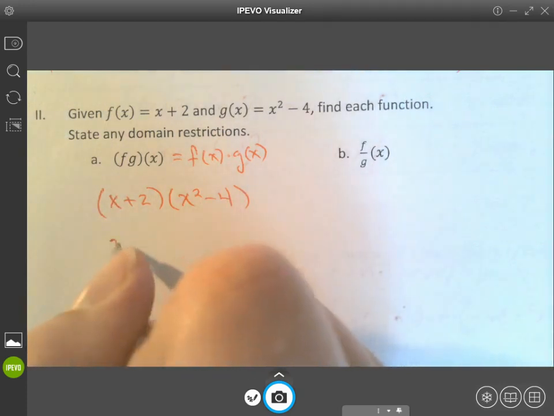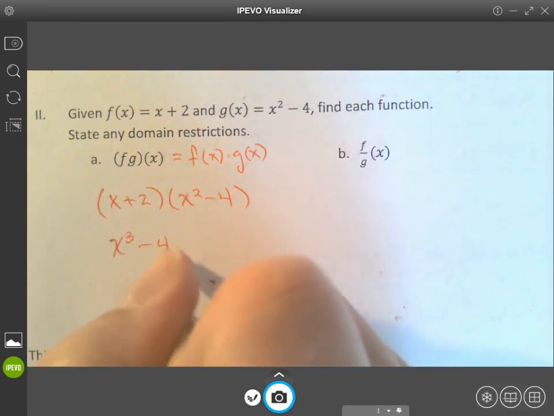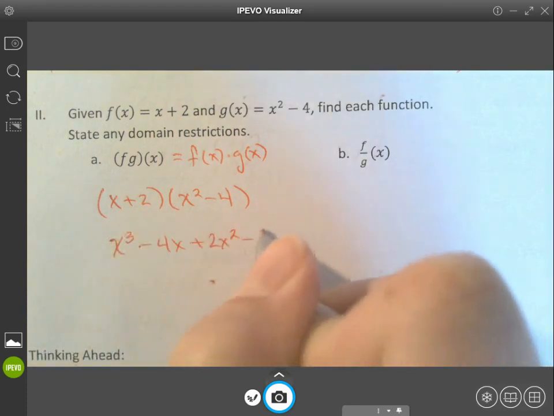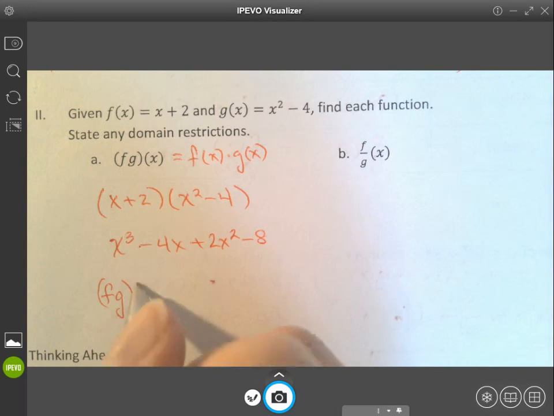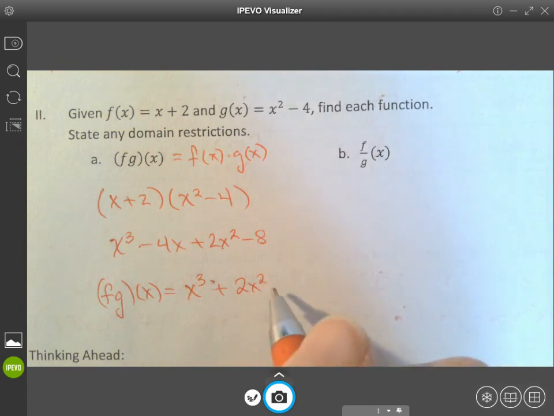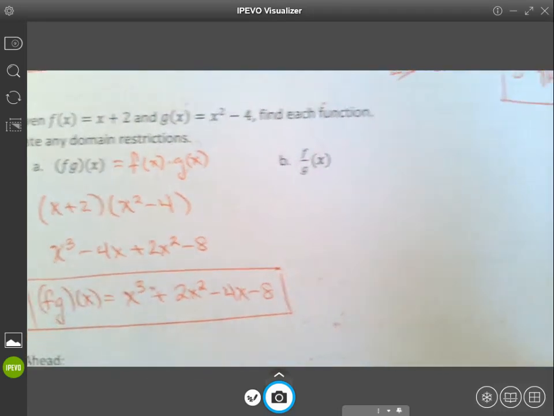I'm going to FOIL. And if I go in true FOIL order, I would get x to the third and negative 4x, a positive 2x squared, and a negative 8. So put it in standard form. F times g of x should equal x to the third plus 2x squared minus 4x minus 8. Good? Okay, then we're going to do division.